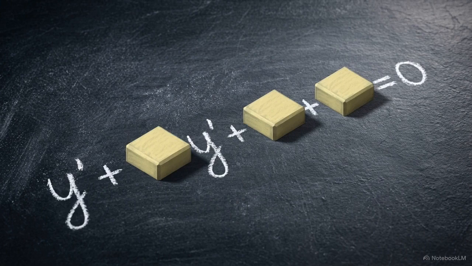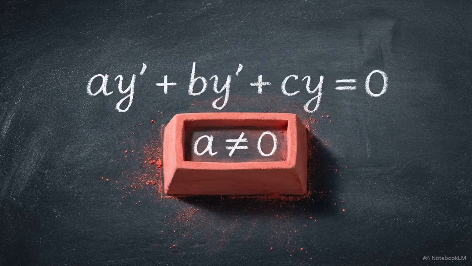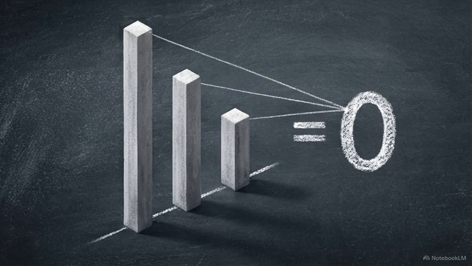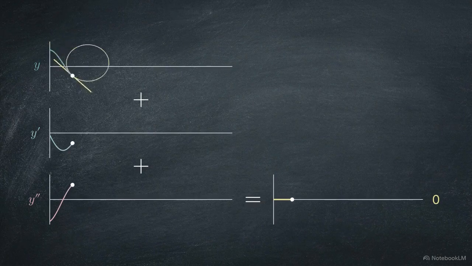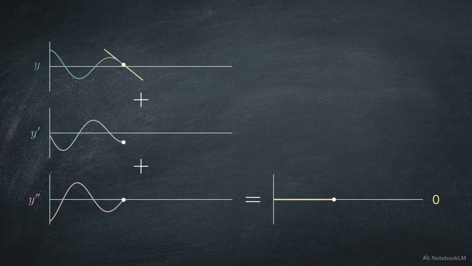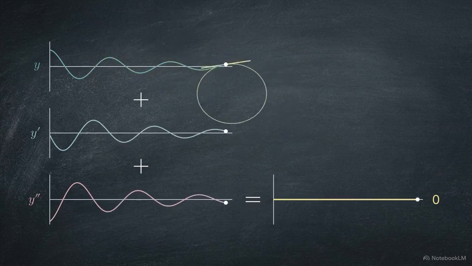We are analyzing a highly specific type of equation, the homogeneous linear second-order differential equation with constant coefficients. Visually, it takes this exact form, with a strict physical constraint that the leading coefficient, a, cannot be 0. To solve this, we face a mechanical tension. We need to find a curve that, when scaled, derived once for slope and derived twice for concavity, allows all three versions of itself to perfectly add up to 0.